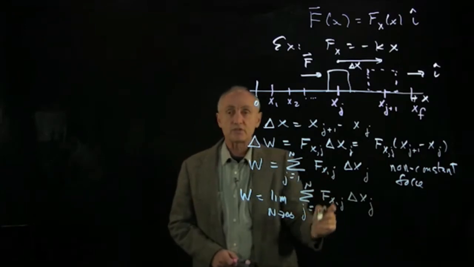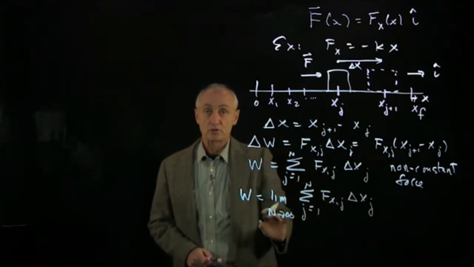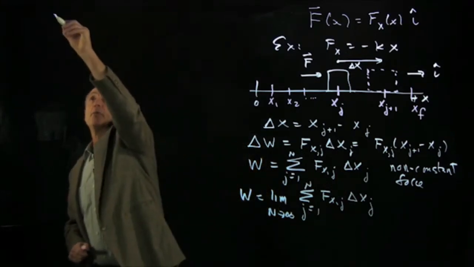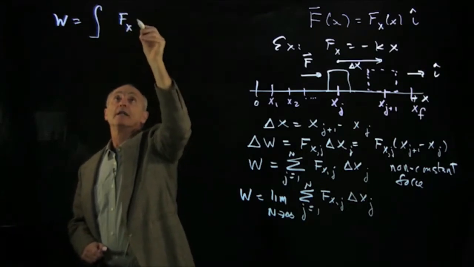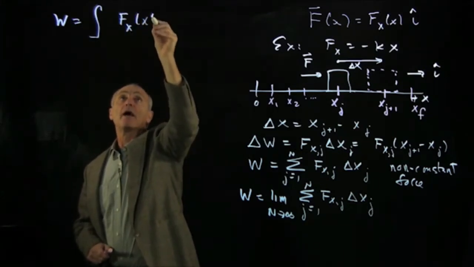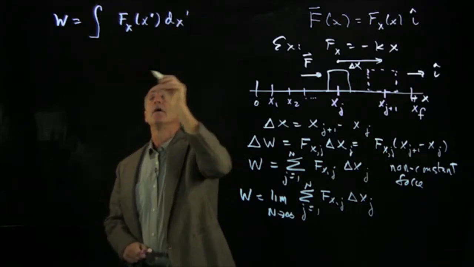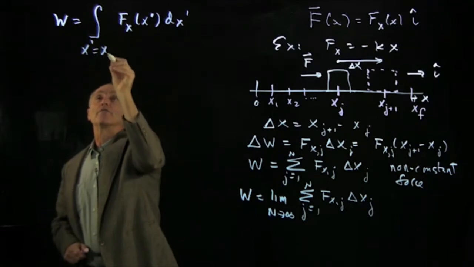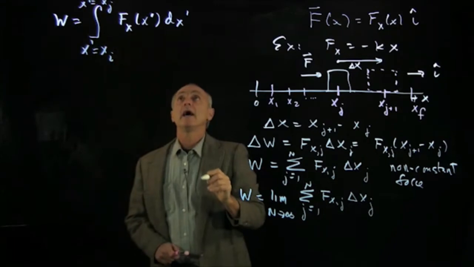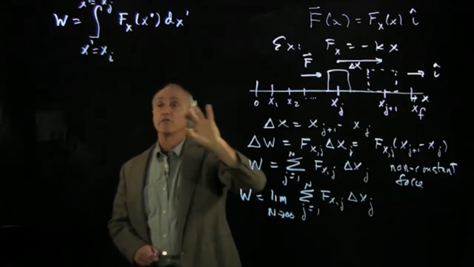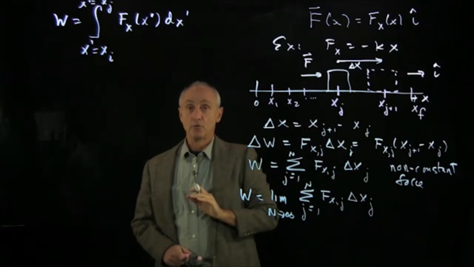And this limit of a sum is, by definition, the integral of the force with respect to dx. So what we end up with is our work is the integral of f of x. Now, it's a function, and I'm going to have an integration variable x prime, of dx prime, where x prime is going from our initial position to our final position. And this is now our definition of work, which generalizes a constant force to a non-constant force.